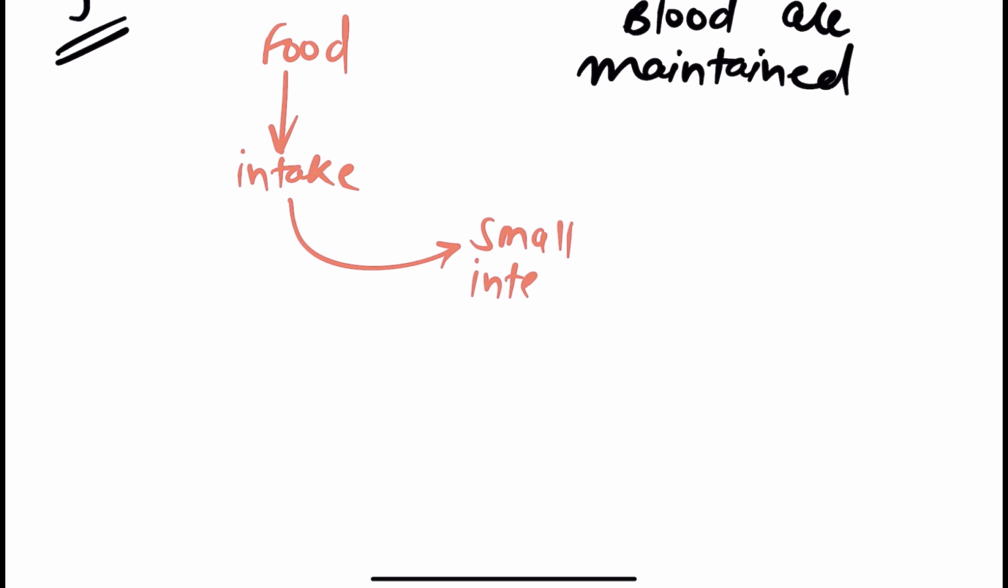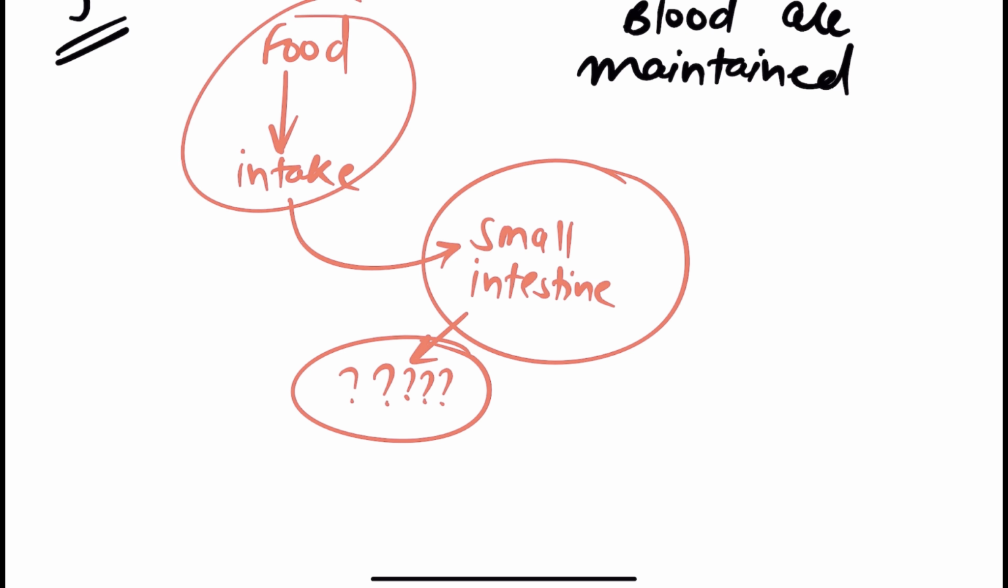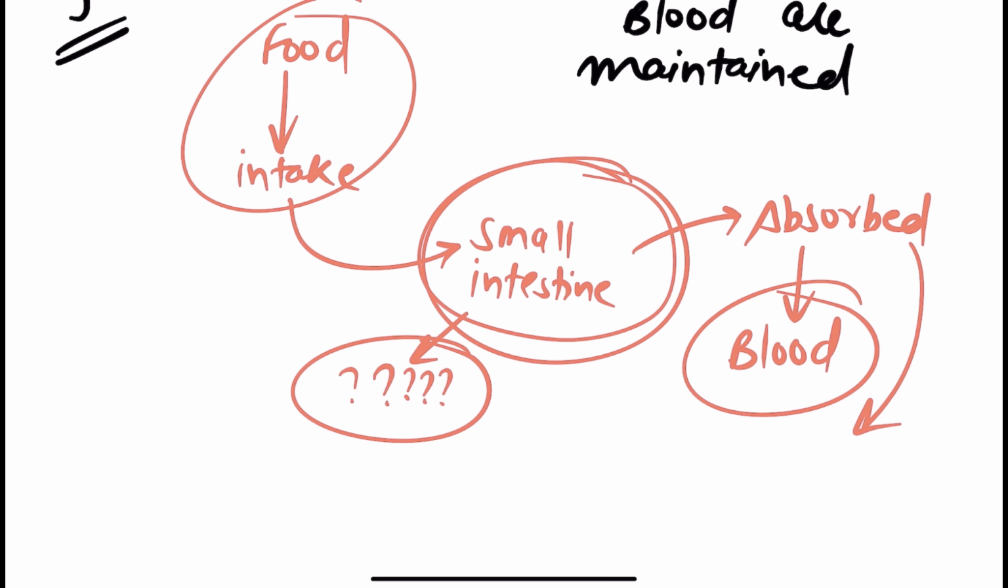And here's a question for you: what are the modifications done inside the small intestine so that food is absorbed very quickly? Comment down in the video section below. So when we intake the food, the food is absorbed from the small intestine, and the absorbed food goes into the blood. And what we mainly absorb is glucose, from the food, from the small intestine.